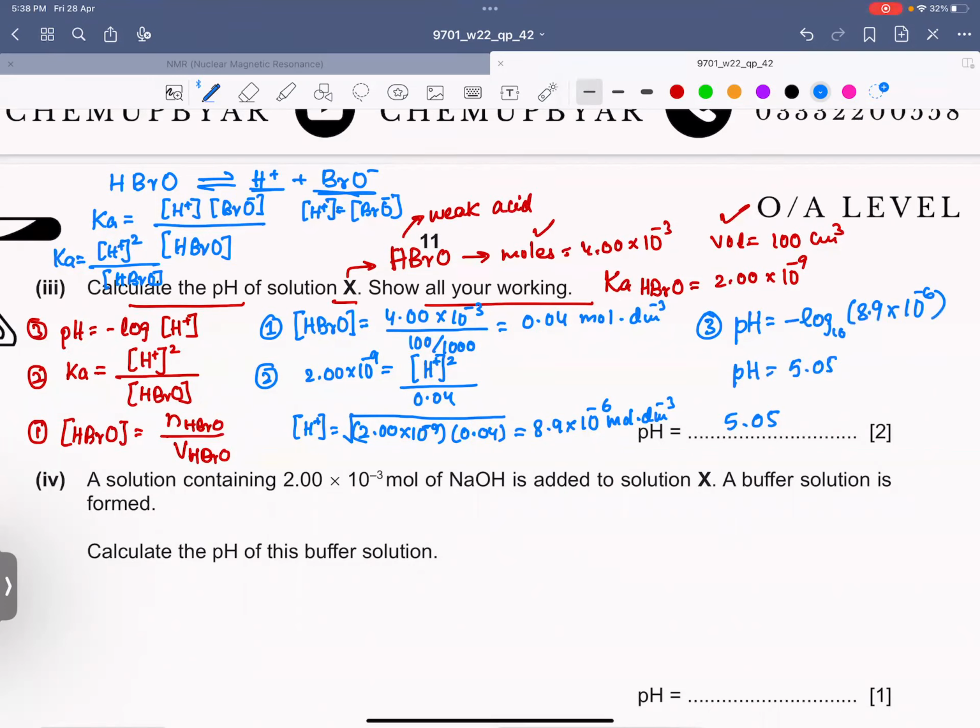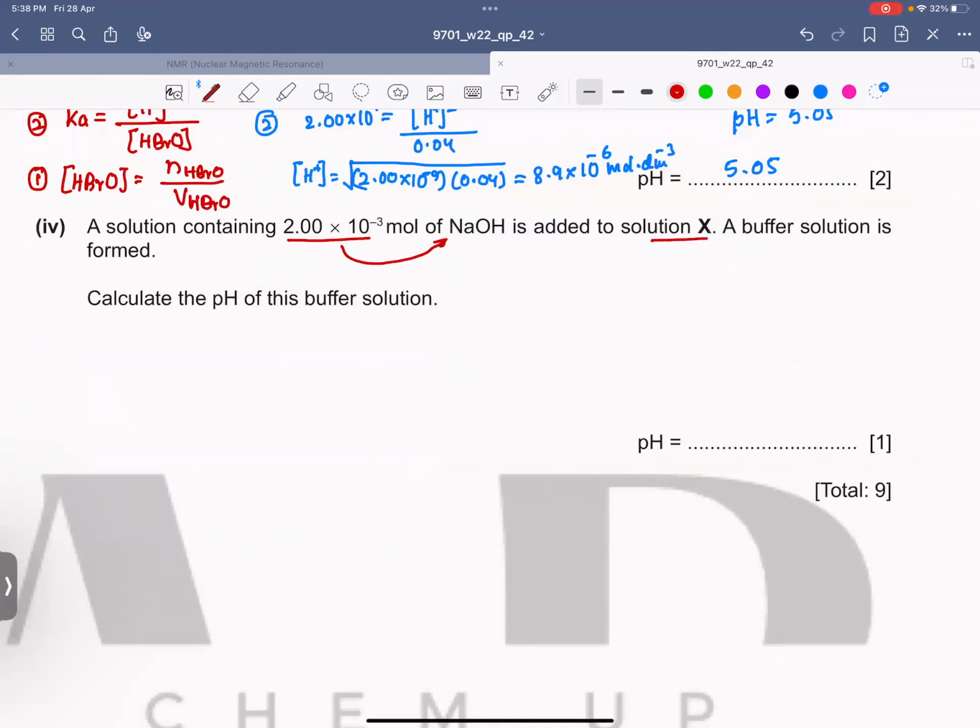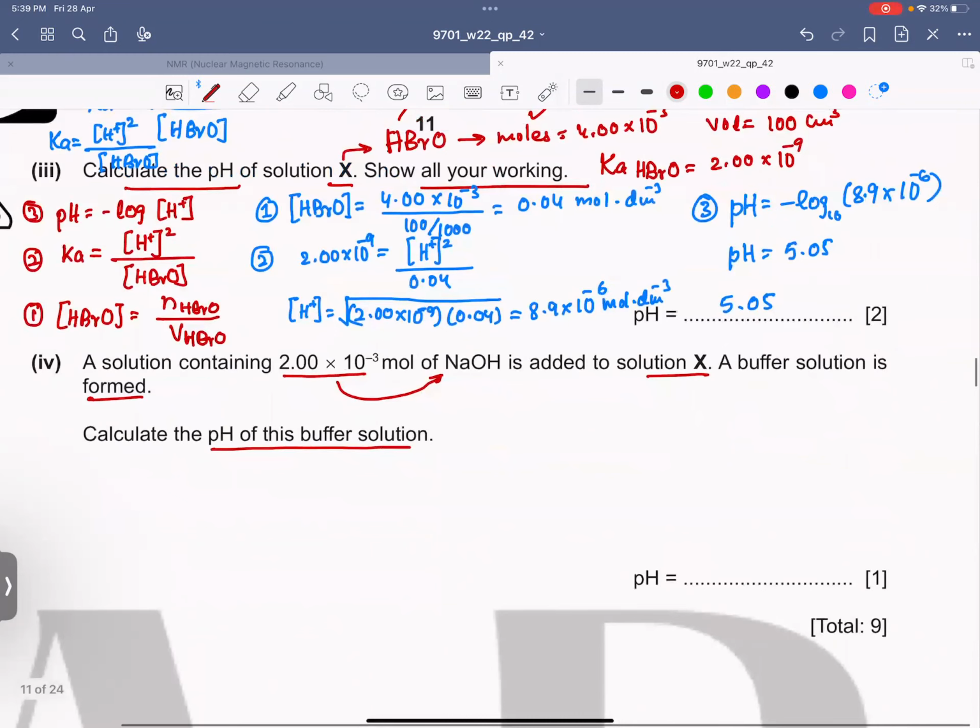Okay, now, interesting. A solution containing 2 × 10^-3 moles of sodium hydroxide is added to solution X. A buffer is formed. Calculate the pH of the buffer solution. When we add NaOH to HBrO, they react forming NaBrO and water, right? The equation is balanced, there is no need for balancing.